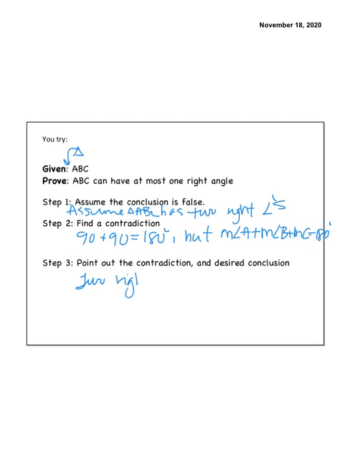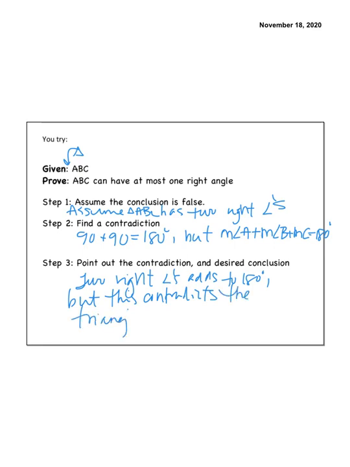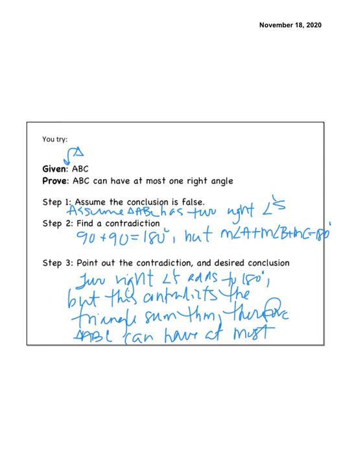two right angles adds to 180 degrees, but this contradicts the triangle sum theorem. Therefore, again, we just end with what we're trying to prove in the first place. Therefore, triangle ABC can have at most one right angle.